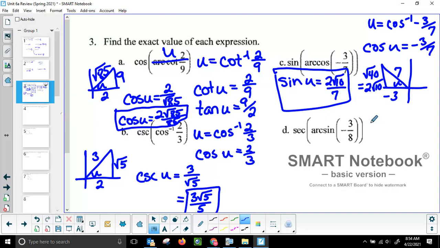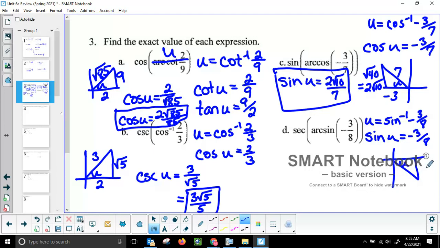And part D, same concept. So u is going to equal inverse sine of -3/8. So we undo inverse sine by taking the regular sine of both sides. So we get sine of u is equal to -3/8. Sine deals with the right half of the unit circle, so I'm either in quadrant 1 or quadrant 4. Because this is a negative value, I know that I am in quadrant 4.